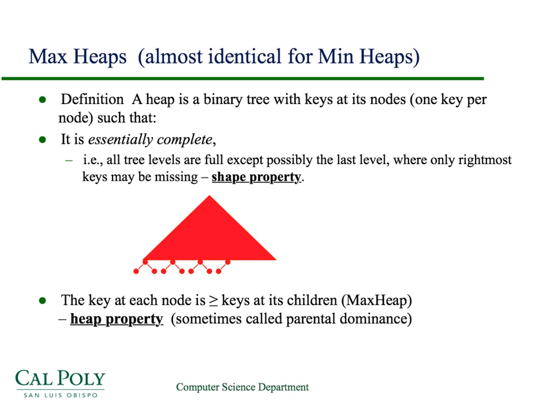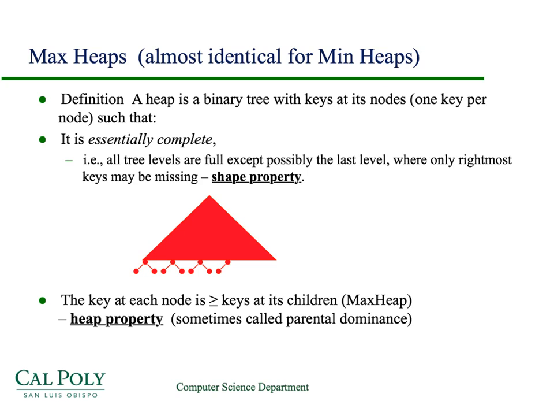So let's get started. The definition of a heap is it's a binary tree with keys at the nodes of the tree, and this tree has two really important properties. One is that it's essentially complete. That means that all the tree levels are full except possibly the last level, where the rightmost keys will be missing. So the best way to understand this is through this picture, and you can see the solid part of the tree is where any parent has both children, both a left child and a right child.